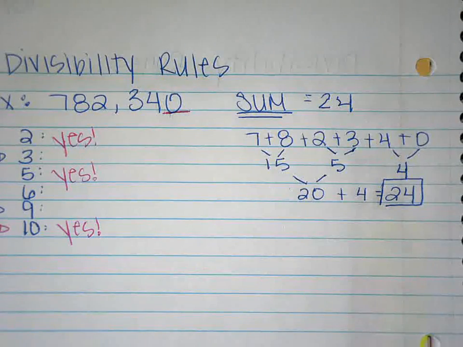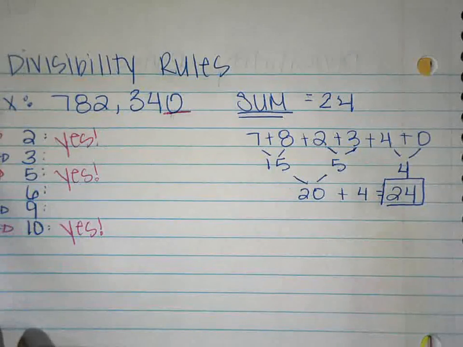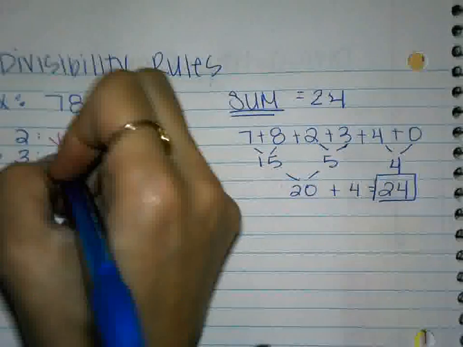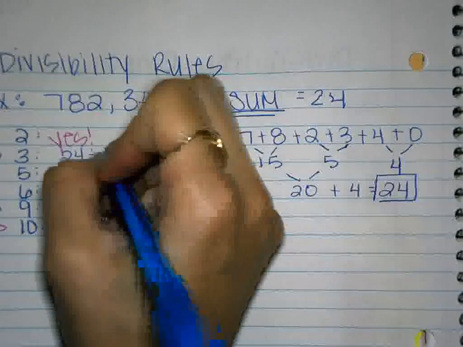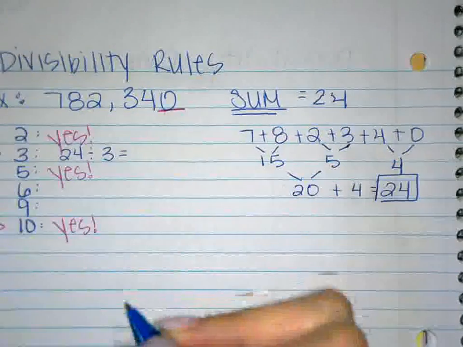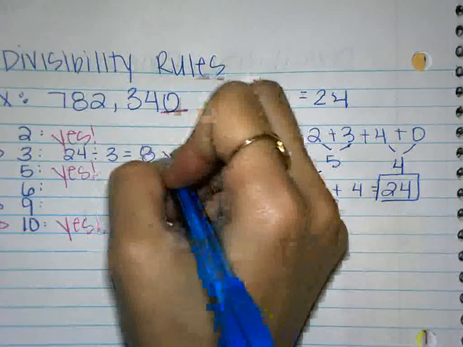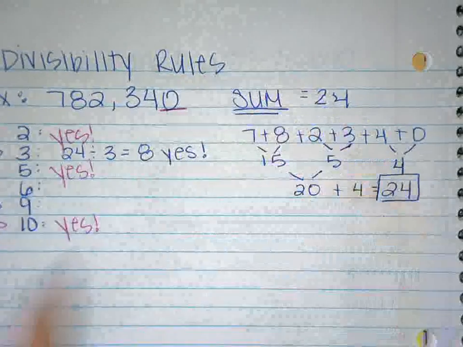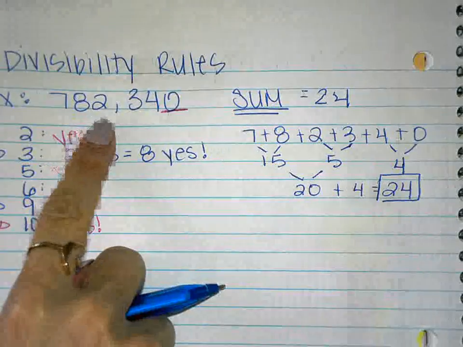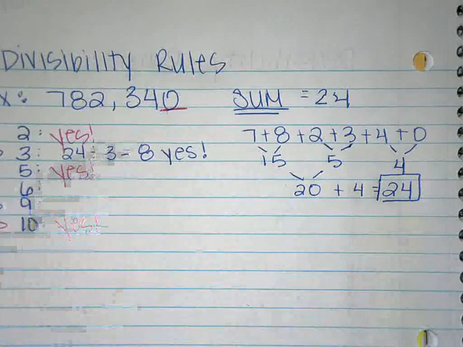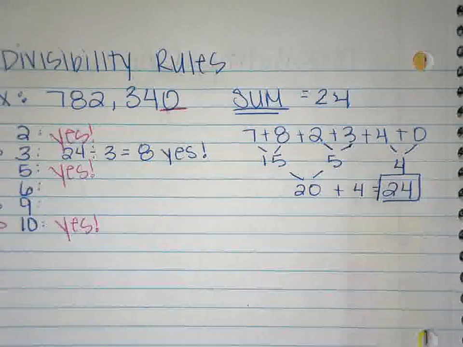is my sum. So once you have added those digits together, you then ask yourself, well, can I do 24 and divide it by 3? Well, that's 8. So yes, which means this 782,340 is also divisible by 3.